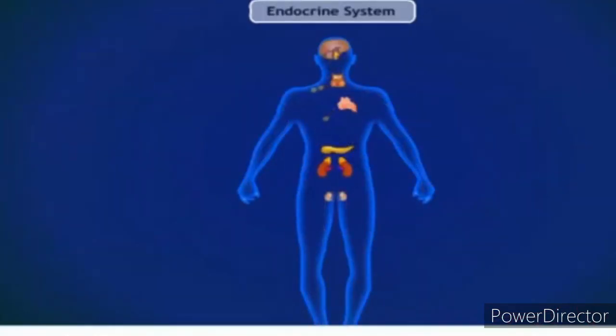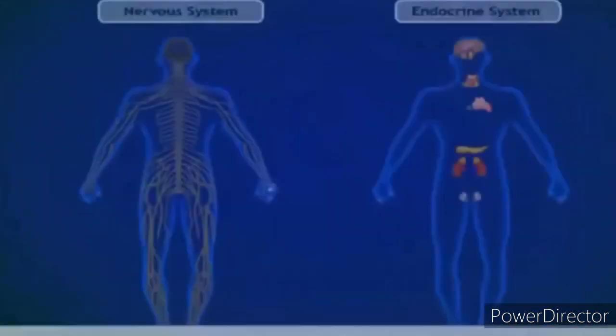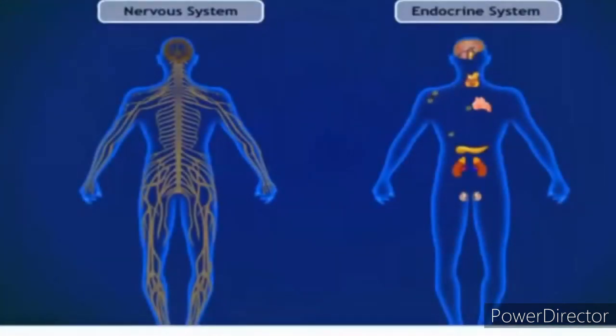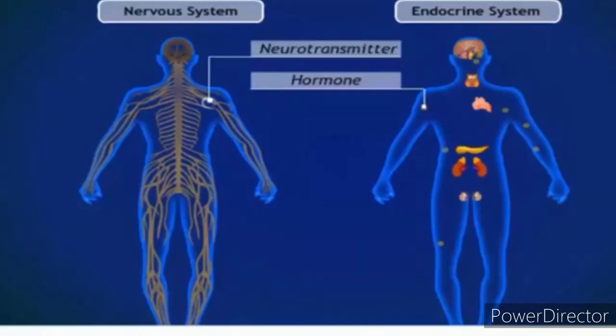In the endocrine system, chemicals called hormones are secreted by the glands into the blood. The action of a hormone is slow, but lasts for a longer duration of time. The nervous system and the endocrine system are similar too. Both systems involve chemical substances. The nervous system releases neurotransmitters, while the endocrine system secretes hormones.